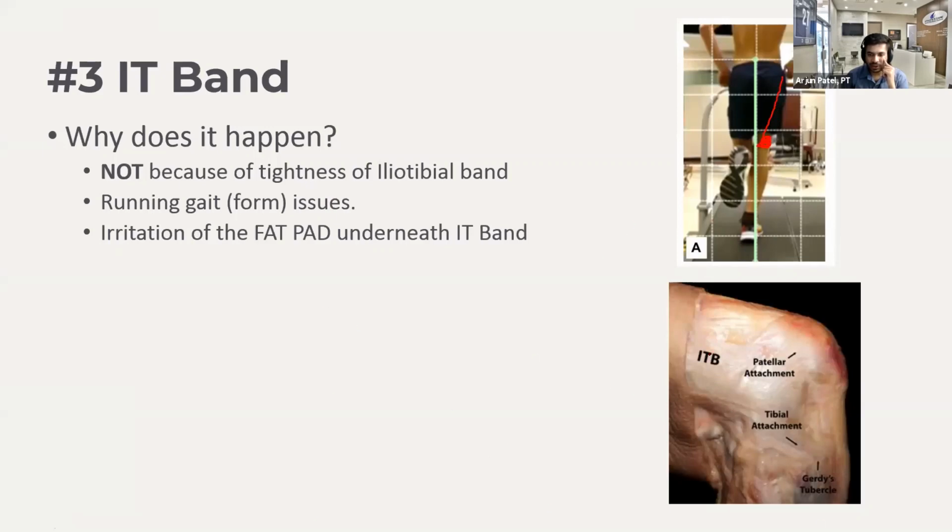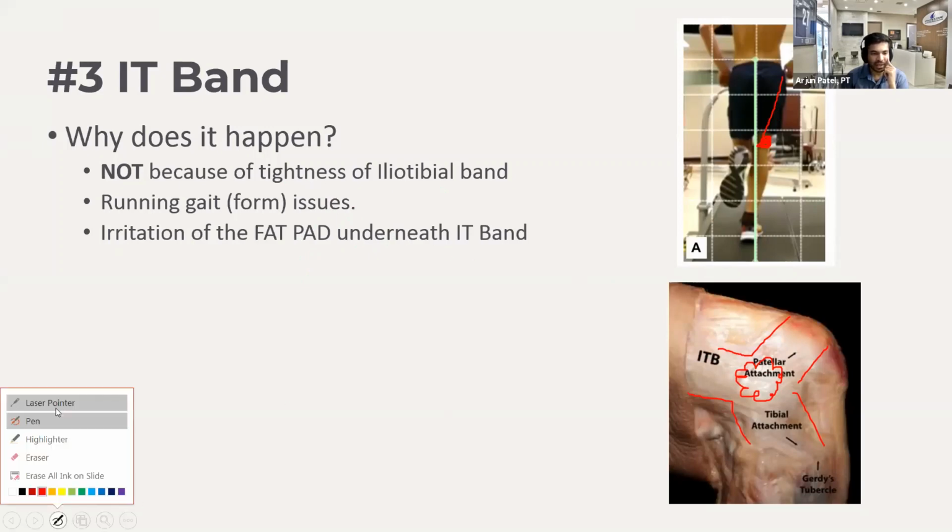And then if you look at this diagram, this shows the IT band. So part of the IT band is like a Y-shaped band here, okay? And then right underneath in this area, there is a big piece of fat, okay? So the IT band puts a lot of pressure on that piece of fat, and then that gets irritated. That's why you have some pain there, okay?